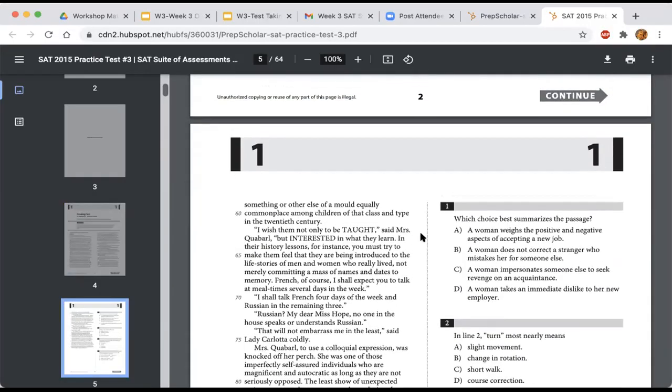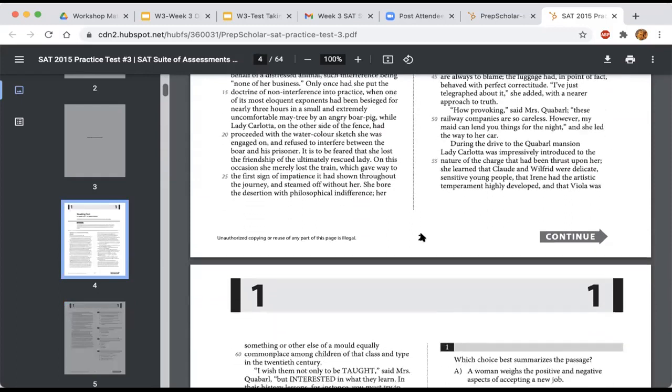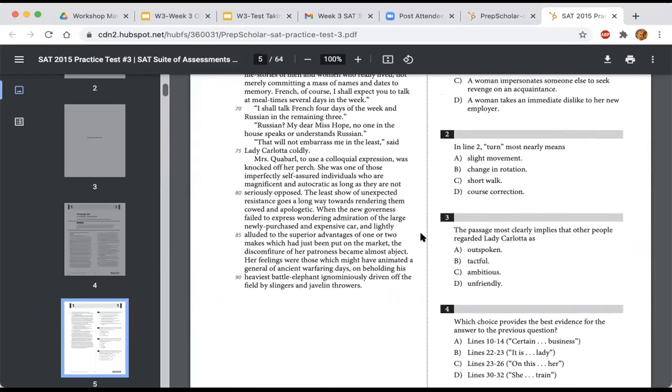Sometimes looking for the specific wording in the questions is also important. Because this one's simply not how do you characterize Lady Carlota? It's how do other people characterize her? That will also help you to look for evidence in question 4 that could lead you to an answer in question 3 if you're working backwards.